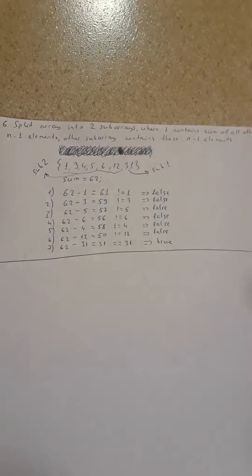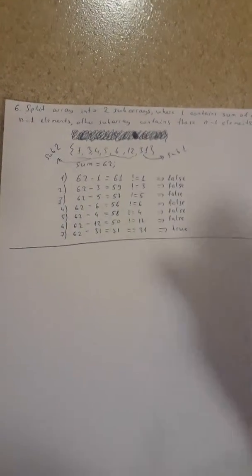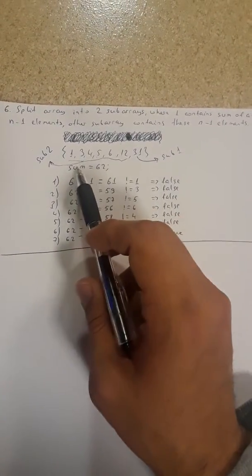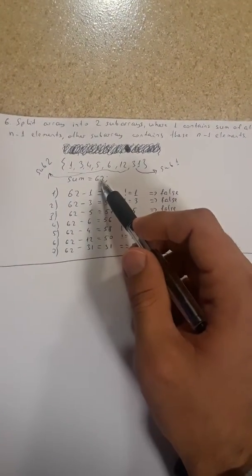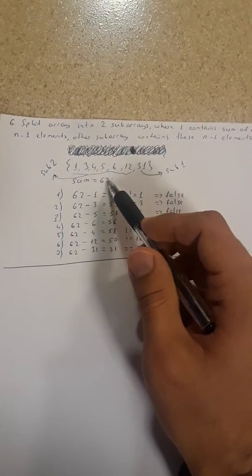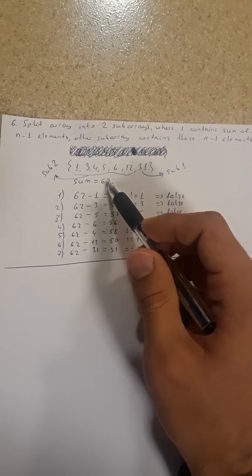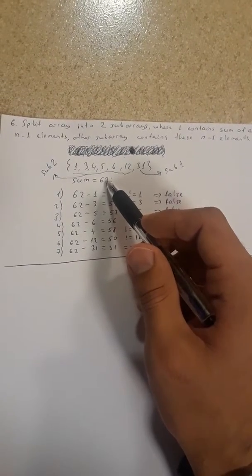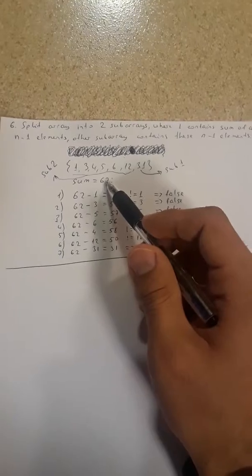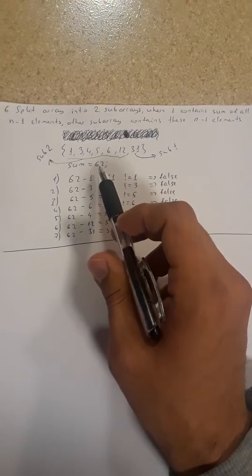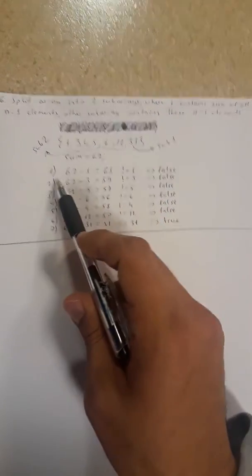For example, subarray sub1, whereas the other elements we have to split into another subarray, sub2. So as I told you, one way is to find it. First of all, calculate the sum of all elements in the array, and after that subtract each element from the sum and see if the element is equal to the result. If it's equal, it means that it's the sum of all other elements. So how will it work for this particular array? It will be like this.